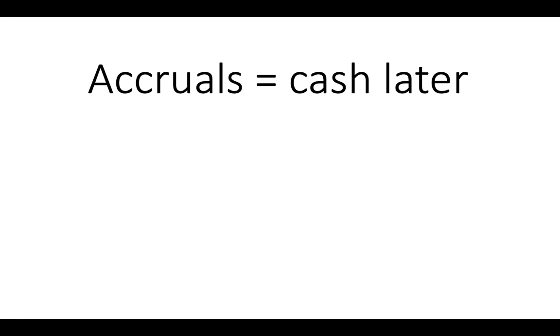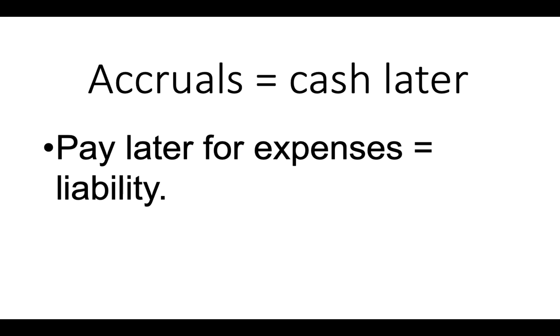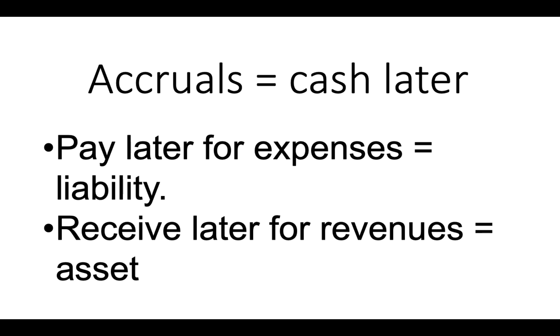Okay, so now we're finishing up our talk about adjusting entries, and we're going to talk about accruals. Accruals, and again, if a prepaid is cash first, then it shouldn't be a surprise to us that accruals are cash later. If we're going to pay later for an expense, that's a liability. If we're going to receive later for revenues, that's an asset. Remember, there's a special account we use just for this situation, accounts receivable. That's that special account.